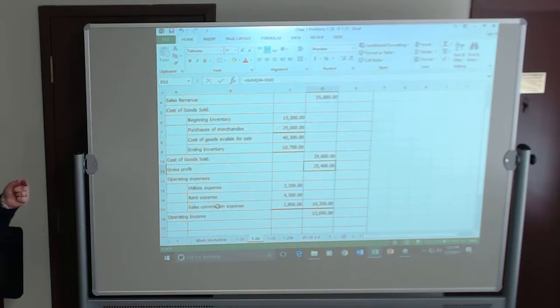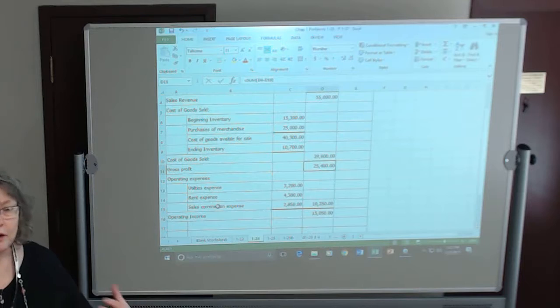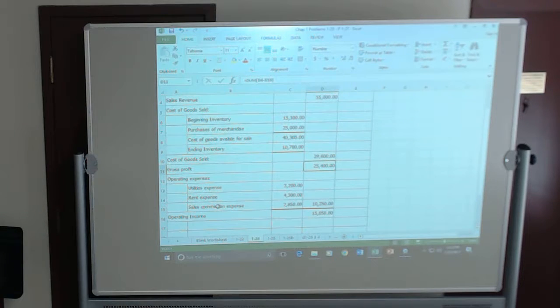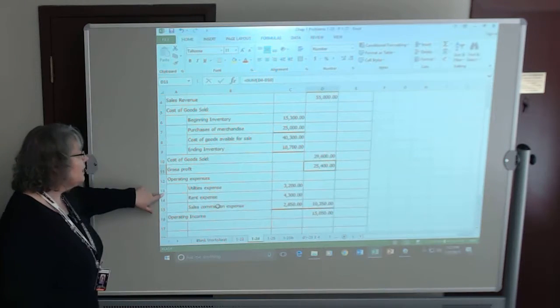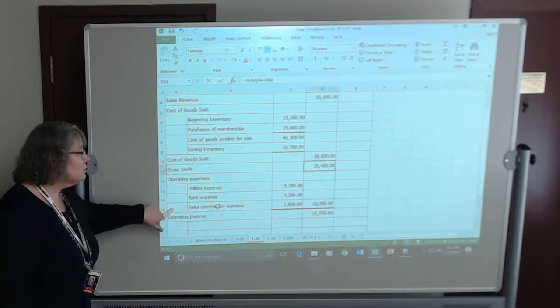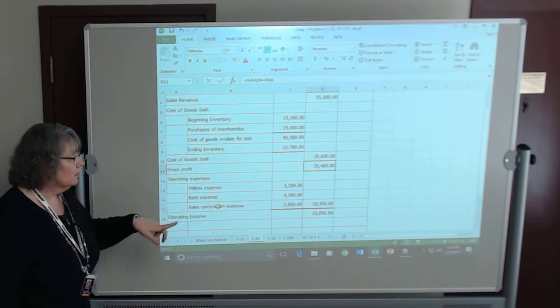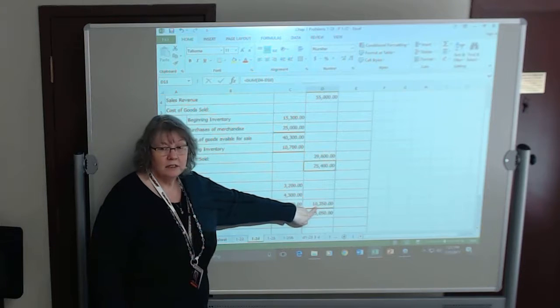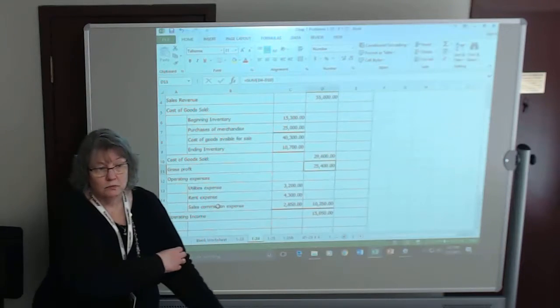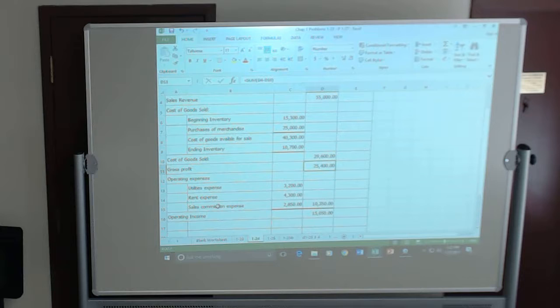So he's got a pet food store and he's got supplies, and all these shelves of supplies and stuff in the back room. But then he's got other expenses that have to do with the building and the people that work there and all that good stuff. So utilities were $3,200, rent is $4,300, sales commission is $2,850, for a total of $10,350. This is his total.